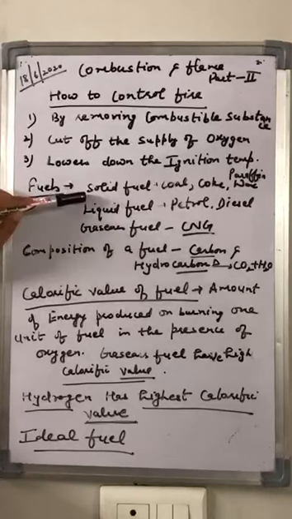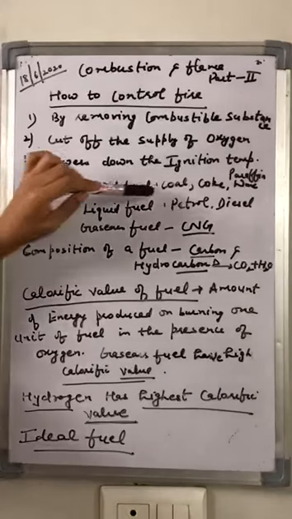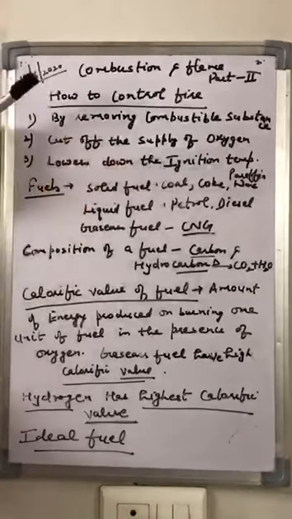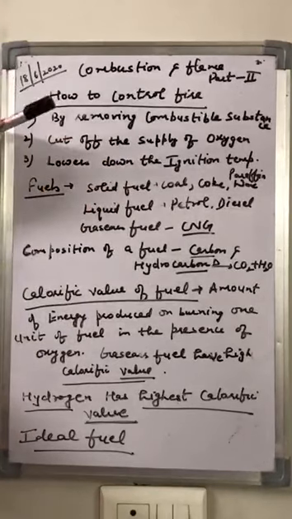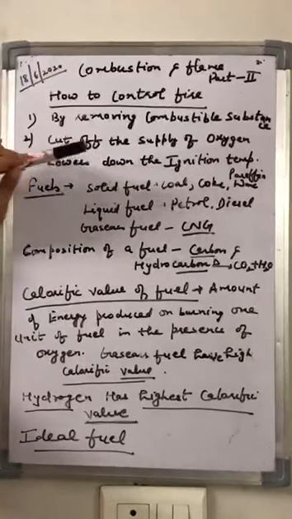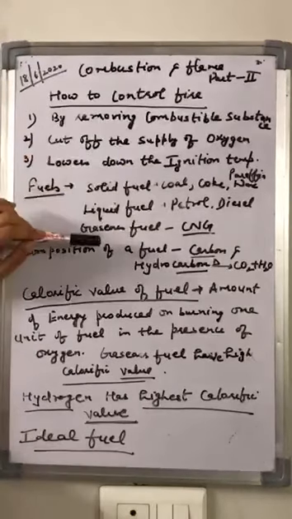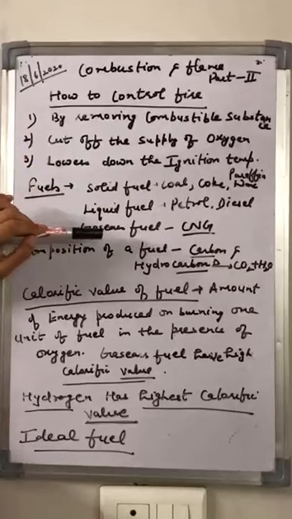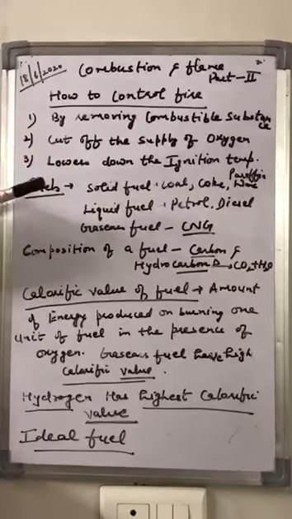The examples of solid fuel: coal is there, coke is there, paraffin wax is there, animal dung cake is there. There are so many. Liquid fuel: petrol is there, diesel is there, kerosene oil is there. Gaseous fuel: CNG, LPG, biogas. These all are the examples of gaseous fuel.